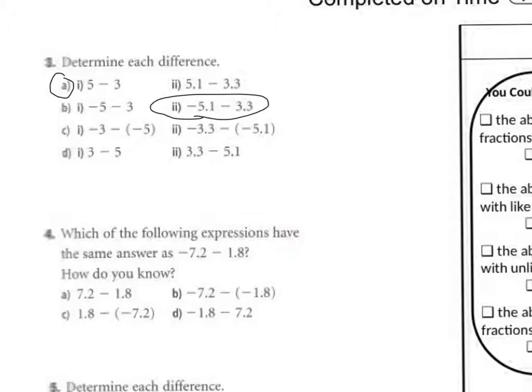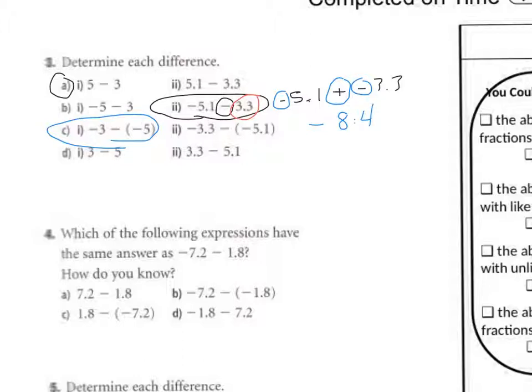For example, I would maybe reconsider rewriting that as an addition statement, like you do for all subtraction of integers, and you write it as negative 5.1 plus, and as it sits right now, that's a positive 3.3, so you would rewrite that as negative 3.3 because you go opposites. And now the rule states when I'm adding integers and the signs are the same, I can keep the signs and I can just add the numbers to get an answer of negative 8.4.